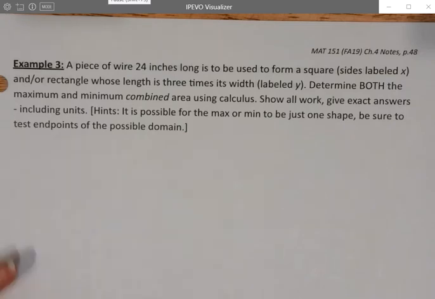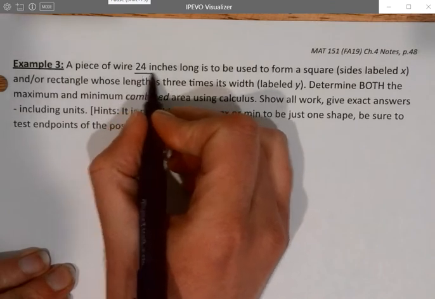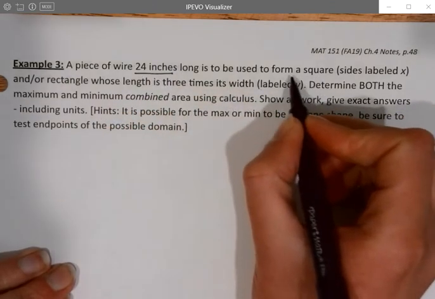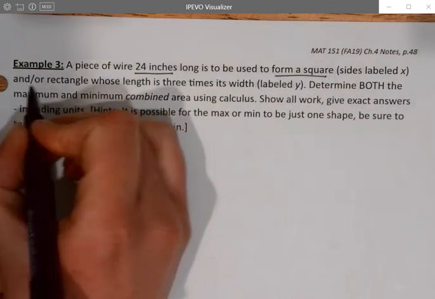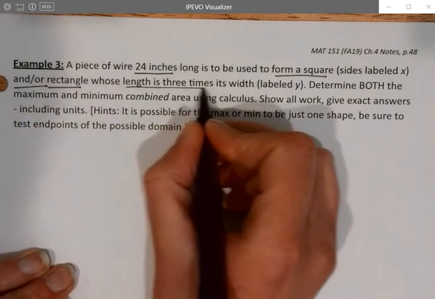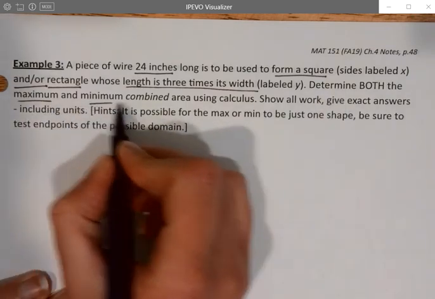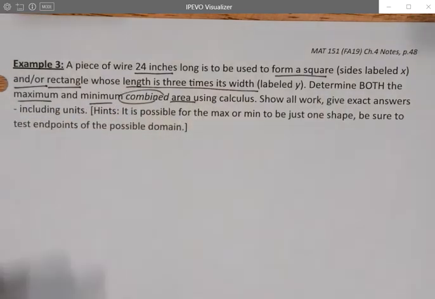In example 3, we've got a piece of wire that is 24 inches long. It's going to be used to form a square and/or rectangle whose length is 3 times its width. Determine both the maximum and minimum combined area using calculus.